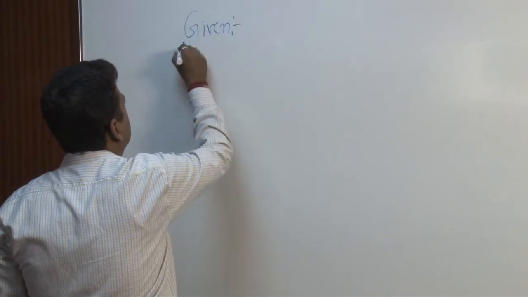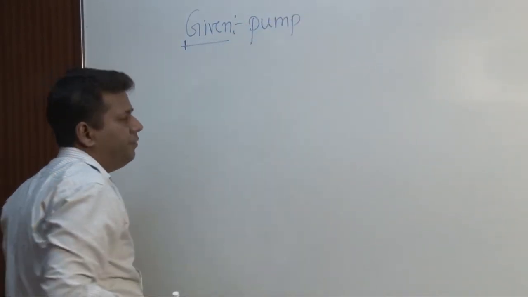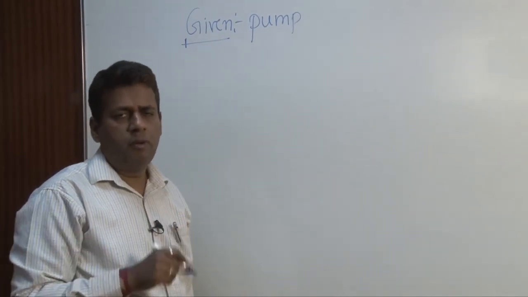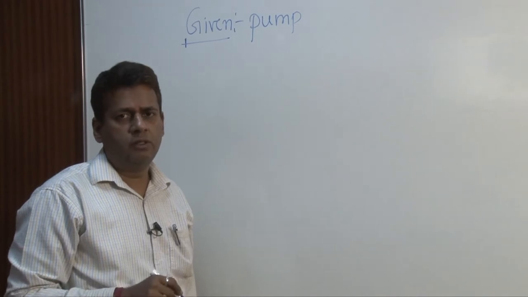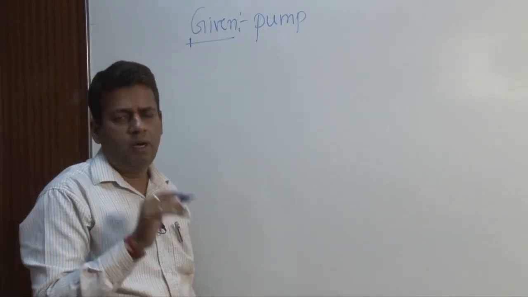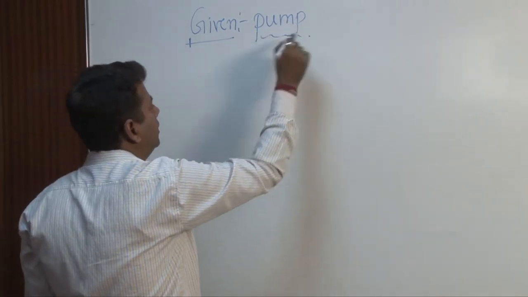Given is a pump configuration. You may be wondering why I am writing pump, pump, pump. Sometimes an actuator will be given, sometimes a pump will be given. Students may get confused, so it is better to write down the element, that is, whether it is a pump or an actuator. So, a pump has been given.